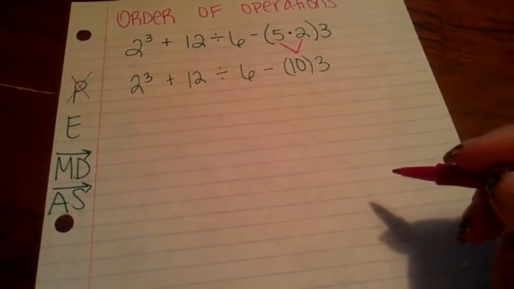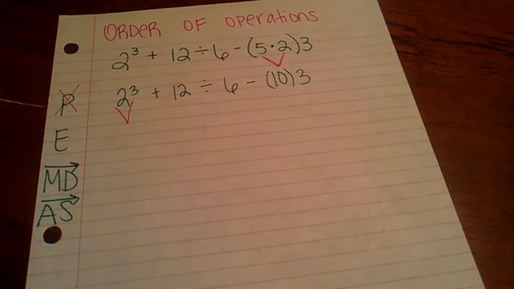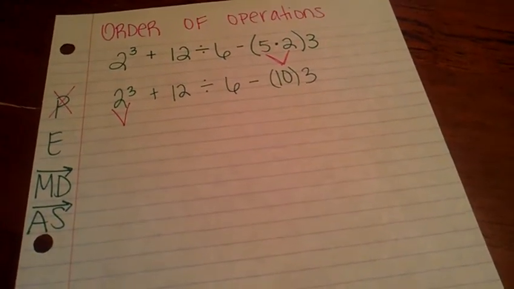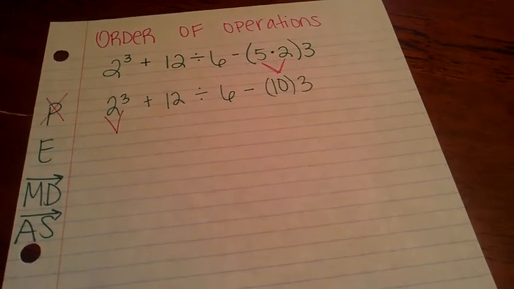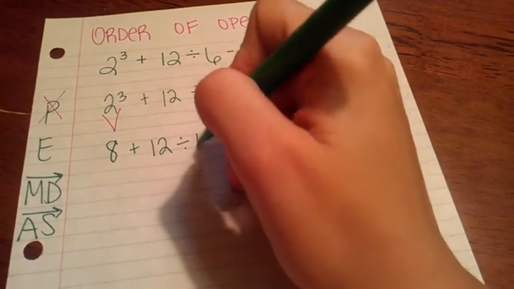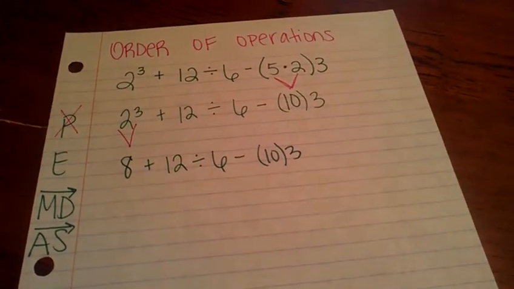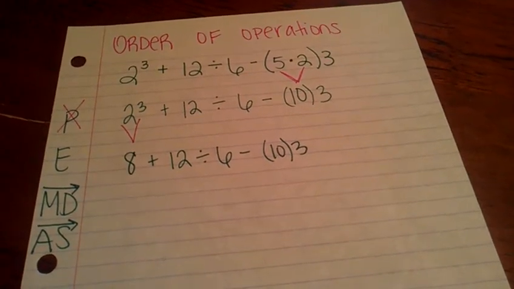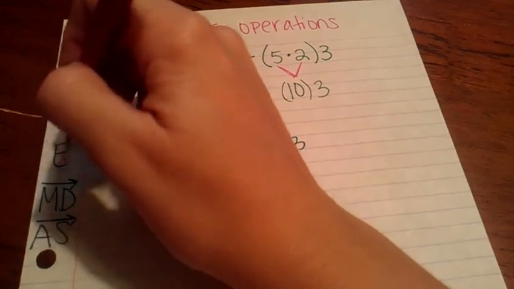Now I need to look for E, which is exponents. I've got an exponent right here, so I'm going to draw my arrow underneath it so I know that that's the next operation to do. It's 2 to the 3rd power. 2 times 2 is 4, times 2 is 8. So I'm going to solve the exponent, and then I'm going to rewrite the entire problem again. Okay, I'm only doing one operation at a time, and you can tell which operation I'm doing because it's got the arrow. Do we have any more exponents? No, so we are completely finished with exponents.